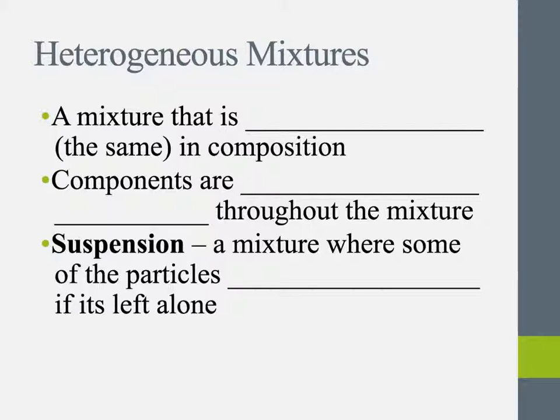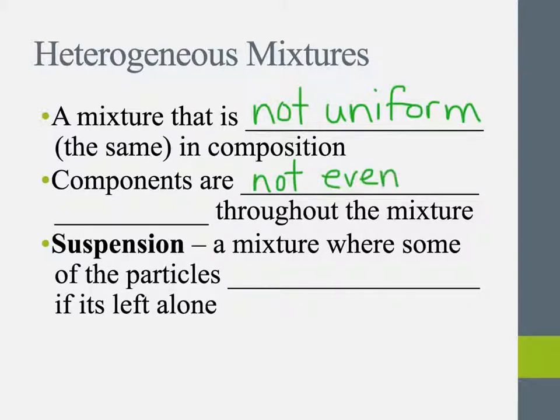So I mentioned there are 2 types of mixtures, heterogeneous and homogeneous. A mixture that is not the same or not uniform in composition is a heterogeneous mixture. So that means that you're going to have components that are not evenly distributed throughout the mixture. Some examples of heterogeneous mixtures: trail mix. If you ever eat trail mix and you take a handful of it, not every handful is going to be identical because the mixture doesn't have the same composition throughout.